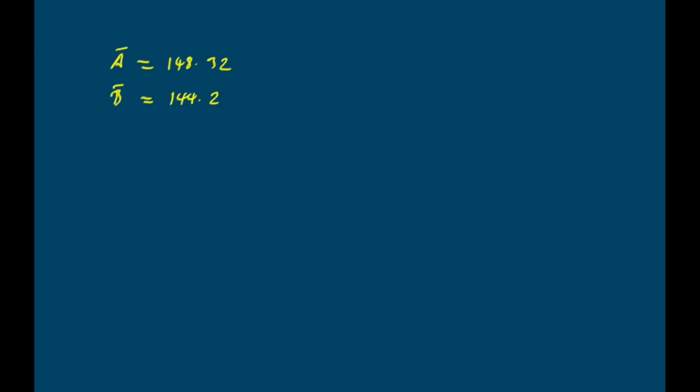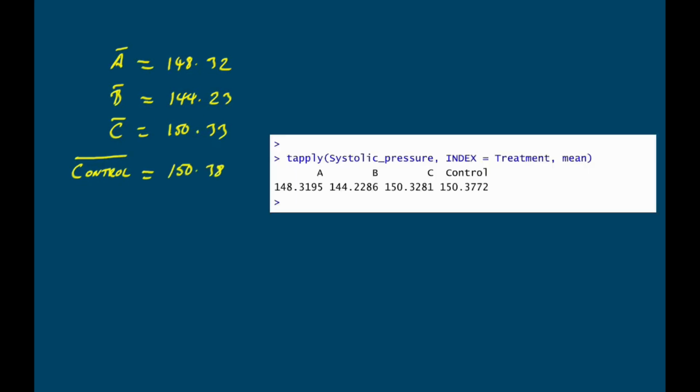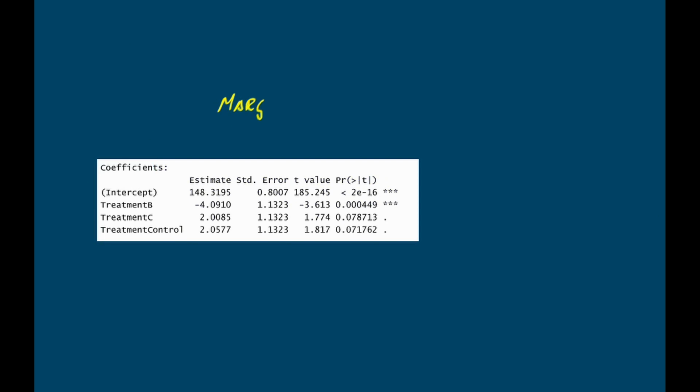If we take those estimated means from our coefficients table that we've calculated and we compare them with the actual means that we can calculate for our data, you can see that those numbers are the same. What about the other thing that's in that coefficients table? The marginal p-values. So we have an estimate, we have a standard error, we have a t-value, and then we have a p-value. The t-value is simply the estimate divided by the standard error, and then the probability, or the p-value, is derived from that t statistic.